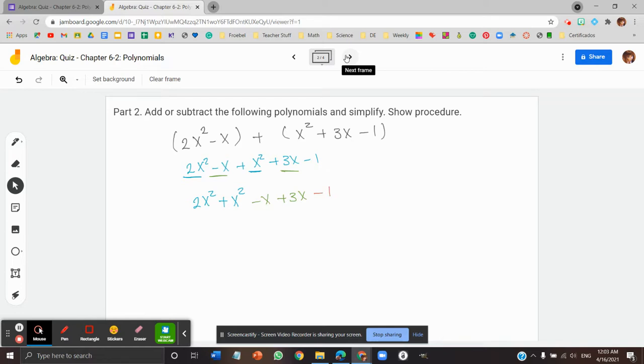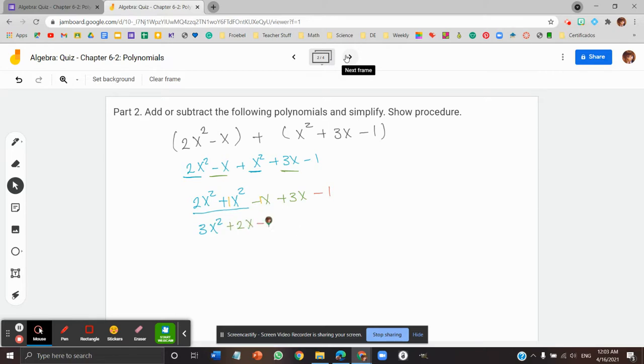Now I can combine my like terms, right? 2 plus 1, and remember that there is always an invisible one when we are not seeing anything. There's always an invisible one right there. So 2 plus 1 is 3, x to the second. I'm sorry, this is negative x. So is negative 1 plus 3 is positive 2x.